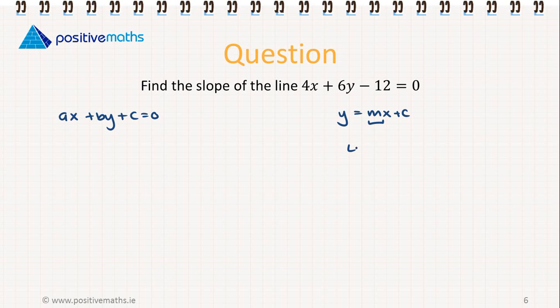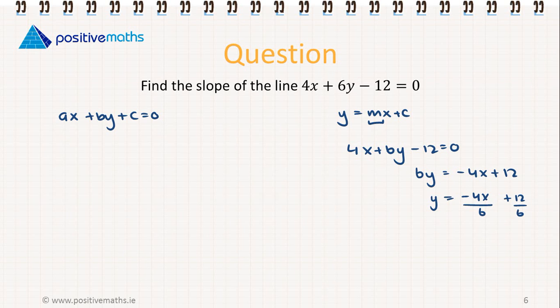So let's rewrite this. We have 4x plus 6y minus 12 equals 0. I want to make y the subject. So my next line, I'm going to get 6y is equal to minus 4x plus 12. So y is equal to minus 4x divided by 6 plus 12 divided by 6. If I simplify, I get y is equal to minus 2 over 3 x plus 2. So now I know that the slope of this line, m, is equal to minus 2 over 3.